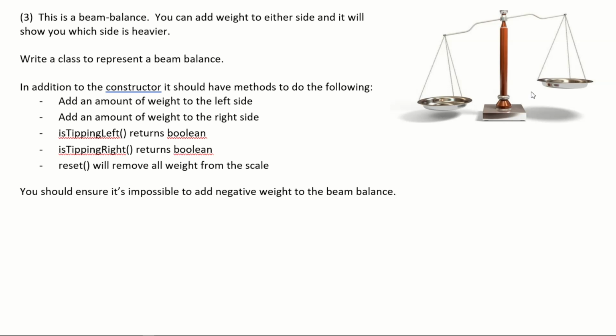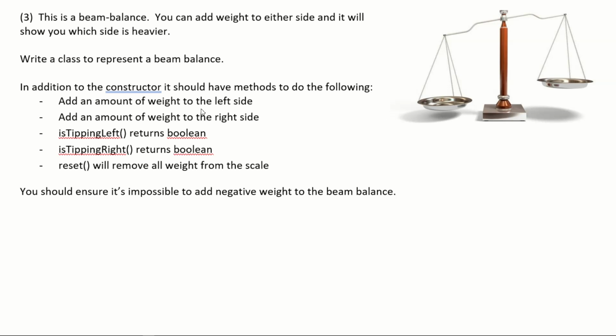So here, this is a picture of a beam balance. The way a beam balance works is you can add weights to the left pan or you could add weights to the right pan. If there's the same amount of weight in both sides, then it will be perfectly balanced. It won't be tipped towards one side or the other. So I want you to create a class that represents this object.